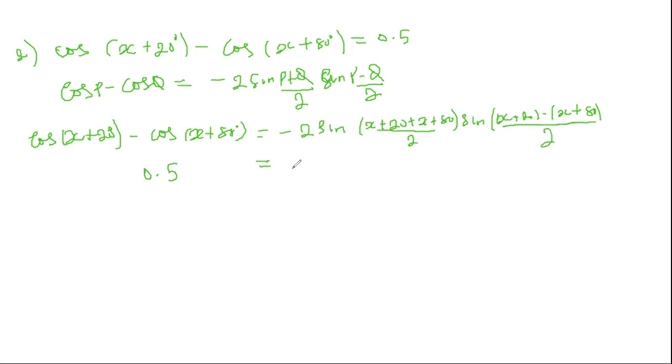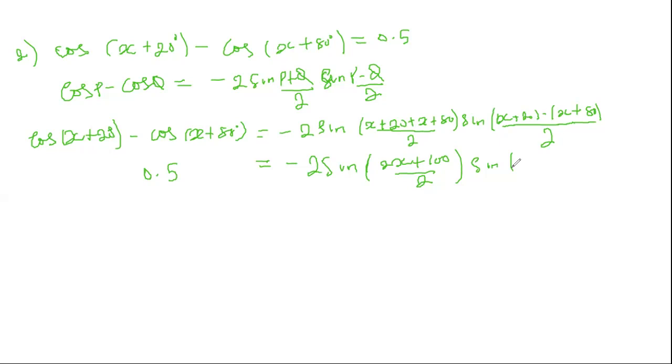So x plus x gives us 2x. 20 plus 80, that is 100. Then we divide this by 2, then multiply by sine.